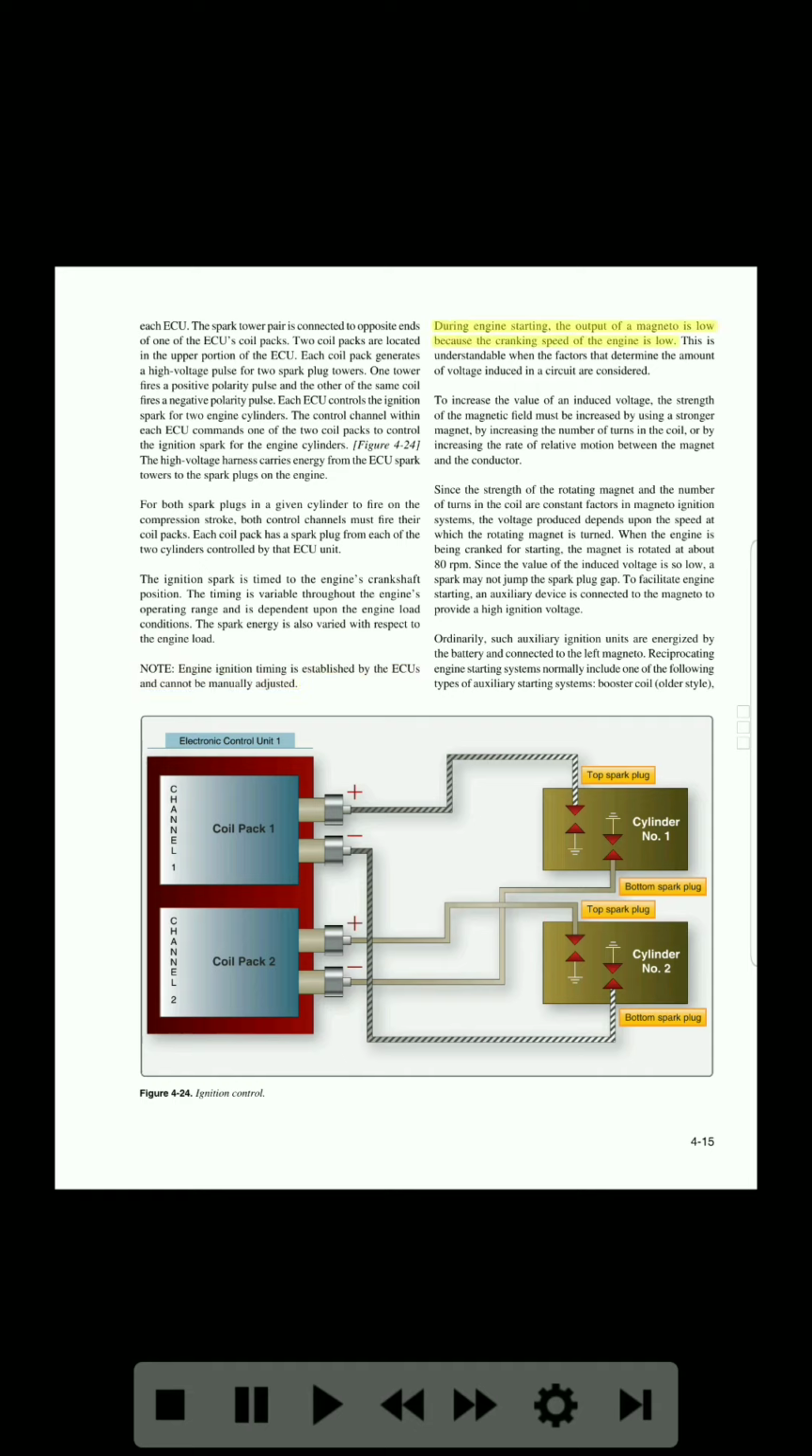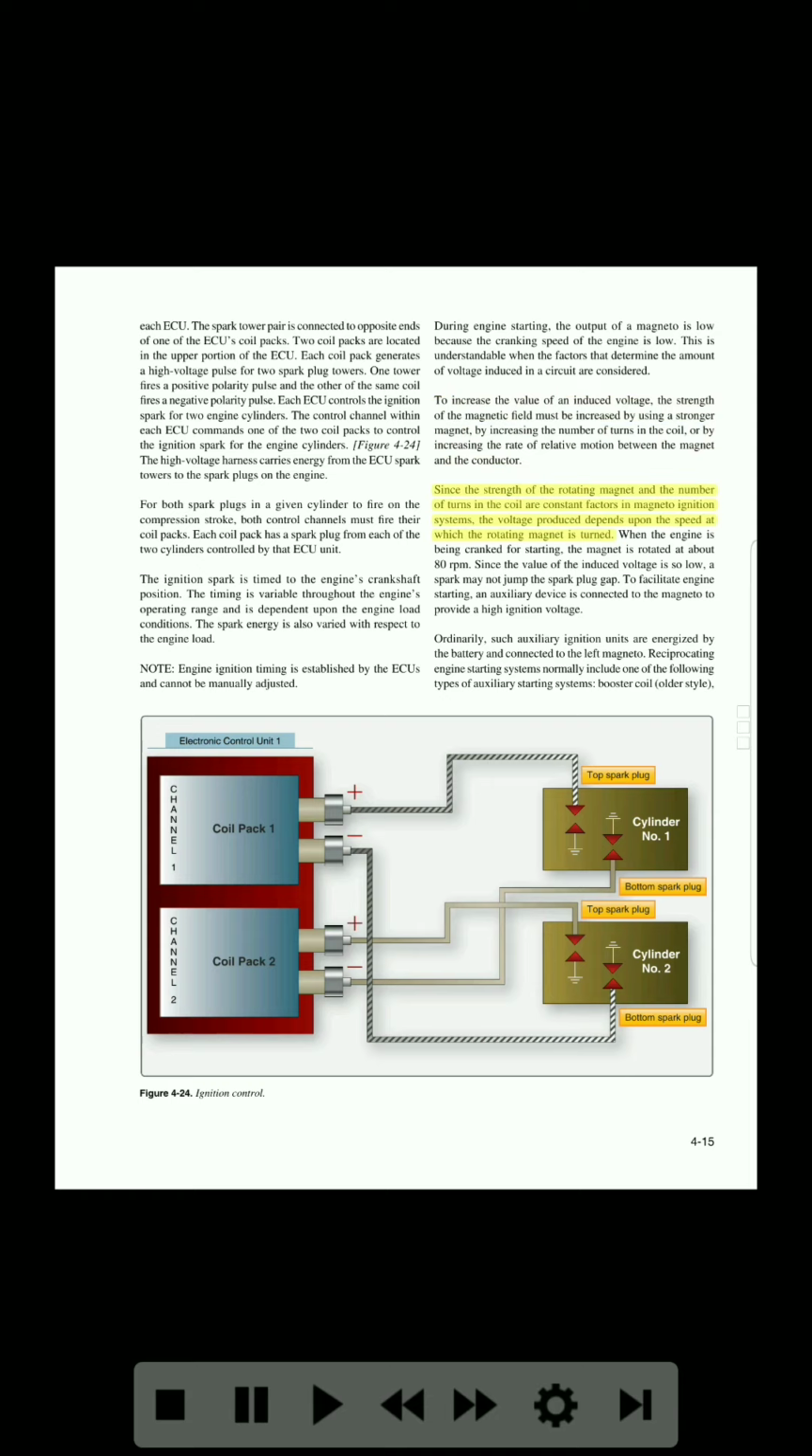During engine starting, the output of a magneto is low because the cranking speed of the engine is low. This is understandable when the factors that determine the amount of voltage induced in a circuit are considered. To increase the value of an induced voltage, the strength of the magnetic field must be increased by using a stronger magnet, by increasing the number of turns in the coil, or by increasing the rate of relative motion between the magnet and the conductor.